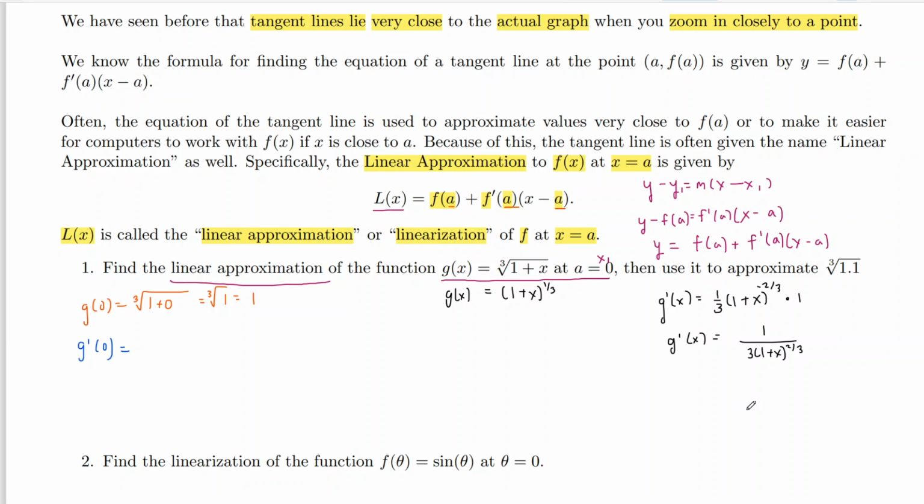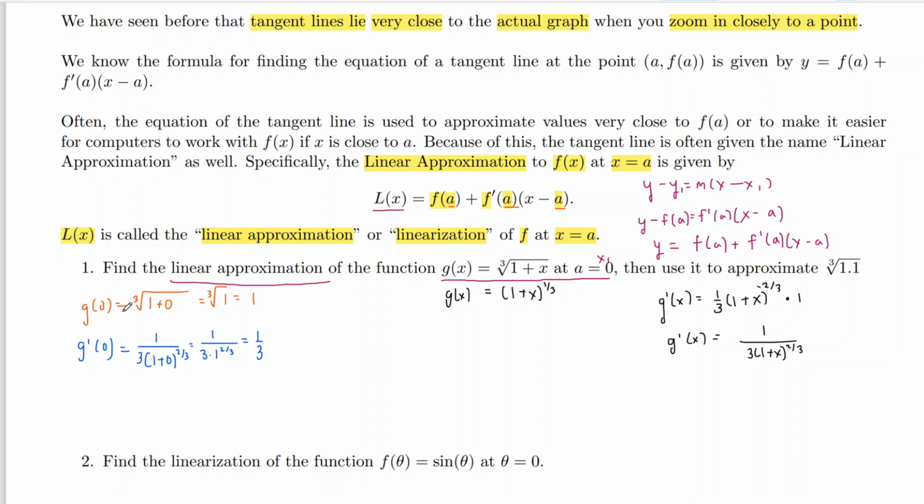Now we want to plug in 0 here. Let's go ahead and do that. G prime of 0, we would get 1 over 3 times 1 plus 0 to the 2/3. 1 plus 0 is 1, which makes this 1 over 3 times 1 to the 2/3, and 1 to any power is just 1. So this is 1/3. You could probably notice here that if we were plugging in anything besides 0, it'd be really messy, and we'd have to use a calculator anyway, which almost defeats the purpose of linearization.